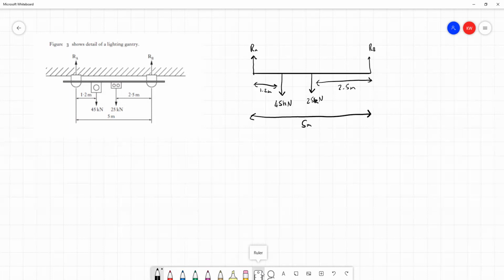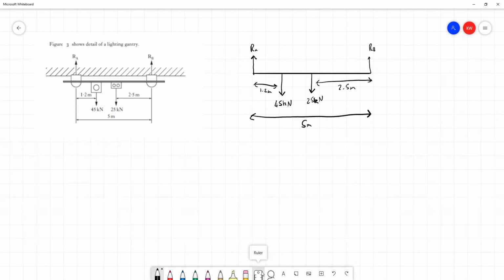Now we could start by thinking about vertical forces, and we find that RA plus RB would have to be equal to the two downward forces added together. But that wouldn't help us find out the individual values, and that's because we still wouldn't have enough information. We'd know what they added up to together, but we wouldn't know what individually they were.